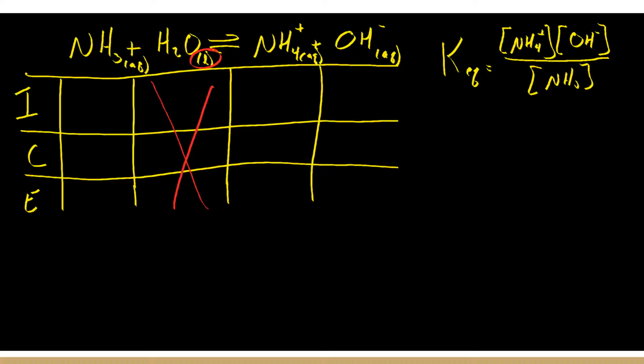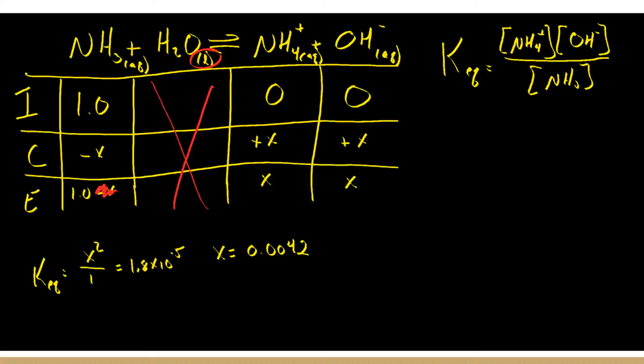And so, for the next little bit, this problem is going to proceed very similarly to the last problem. 1, 0, 0, then minus x plus x, because it's a 1-to-1-to-1 relationship. So 1 minus x, and x are our equilibrium numbers. And we can assume that the x is going to be negligible when compared to the 1 molar ammonia and cross it off, which gives us an equilibrium expression, KEQ equals x squared over 1 is equal to 1.8 times 10 to the negative fifth, and x equals 0.0042, all the same as before.